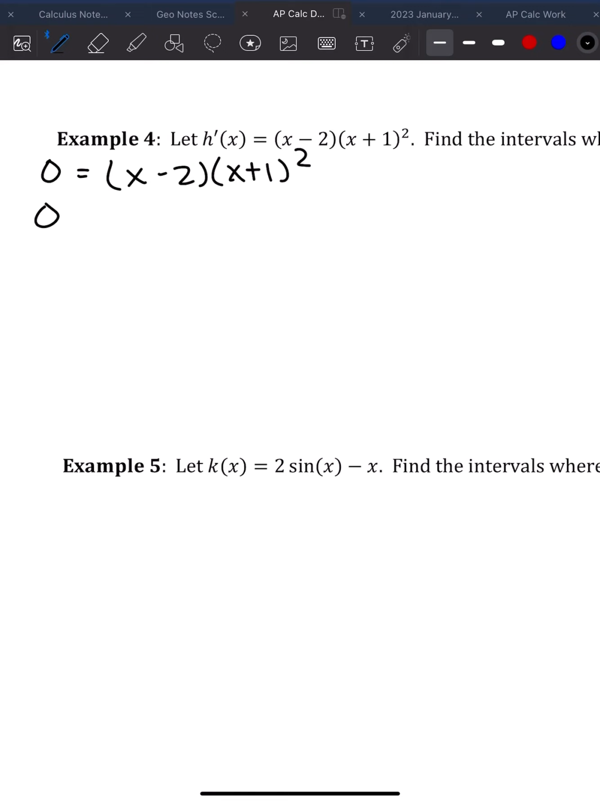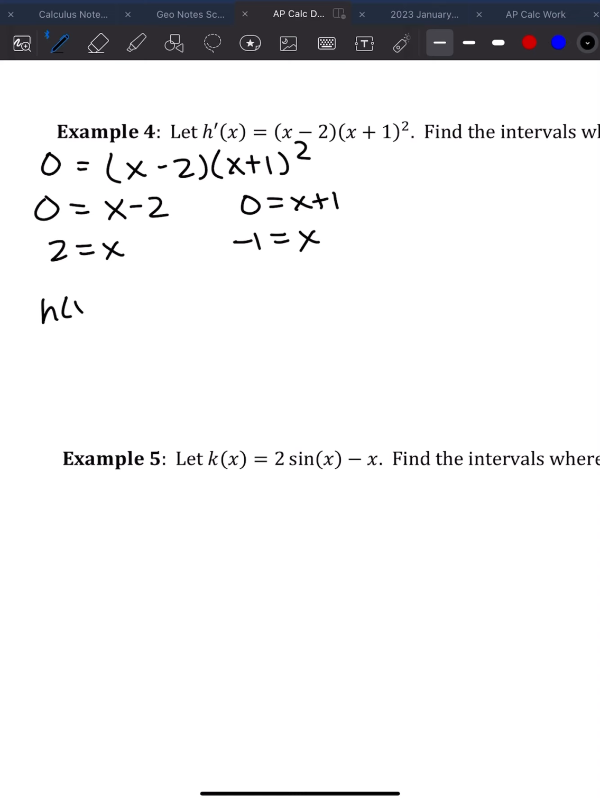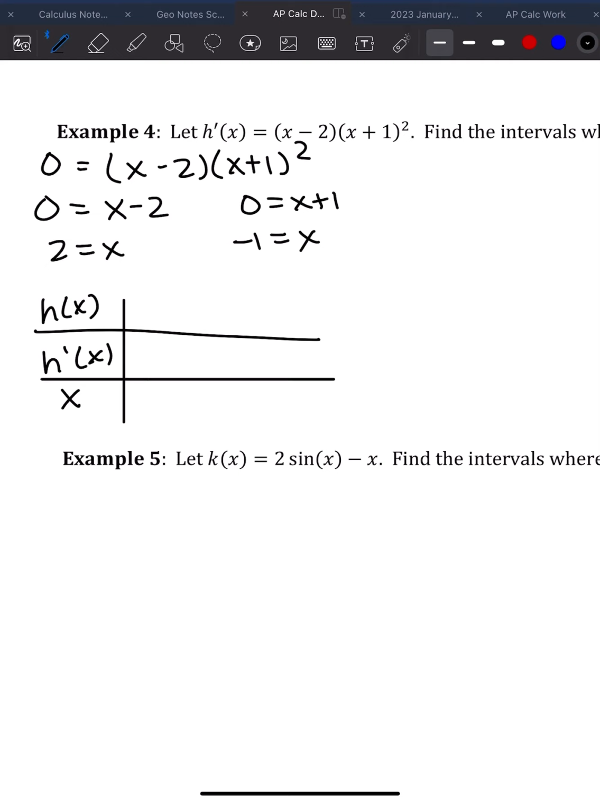When we have this, we're going to use that zero product property to set each piece equal to 0. And we get 2 and negative 1 is equal to x. So now I'm going to go ahead and make my table. I have two x values that we need to deal with here, negative 1 and 2. So I'm going to have negative 1 and 2.